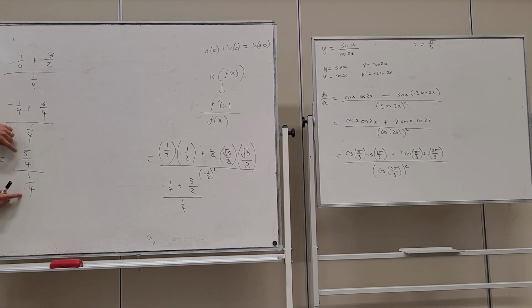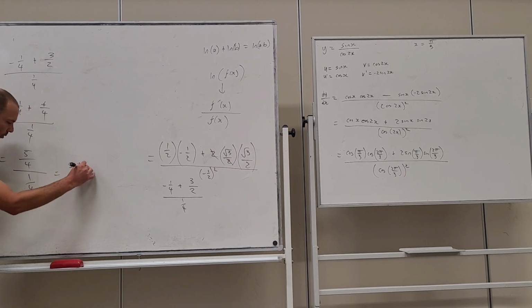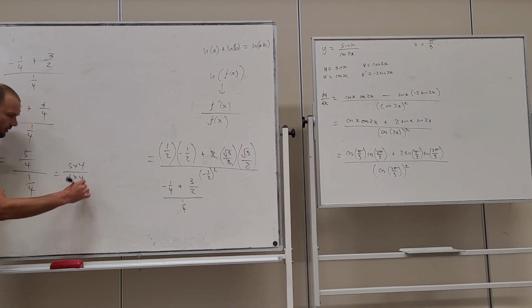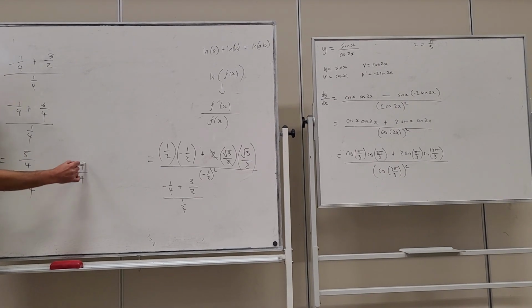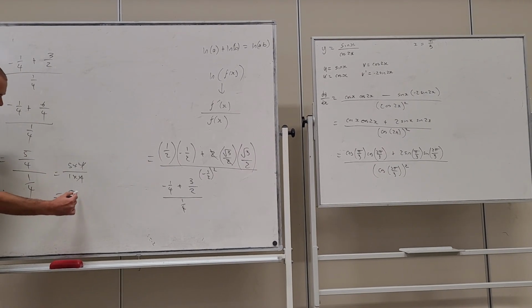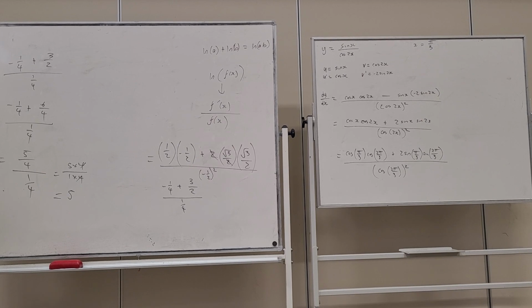AD on top of BC. That's going to give you 5 times 4 on top of 1 times 4. The 4s will cancel. And our answer is 5.